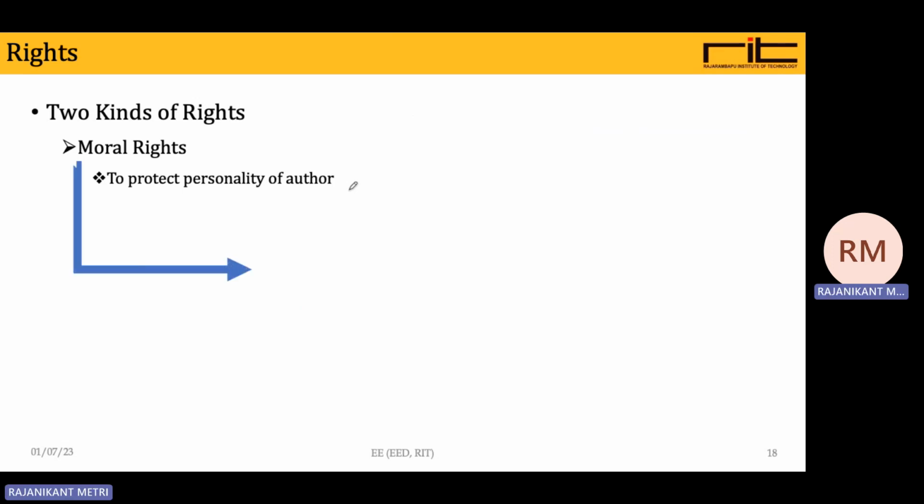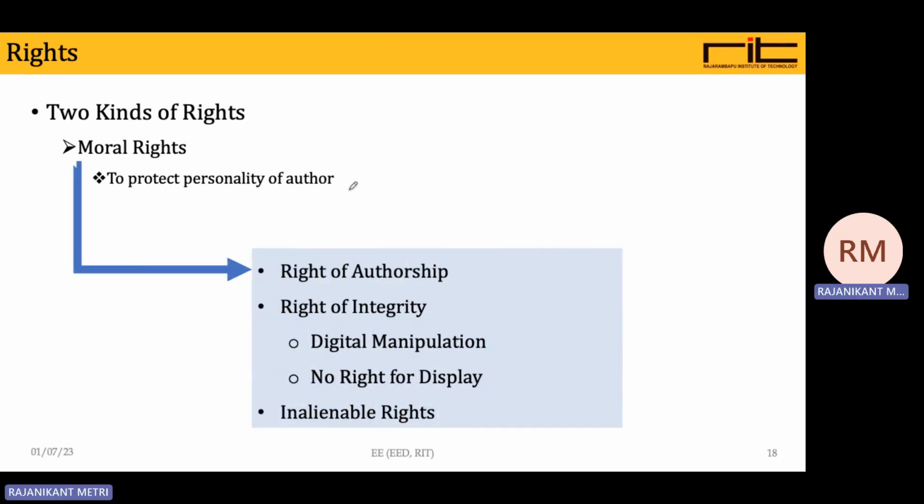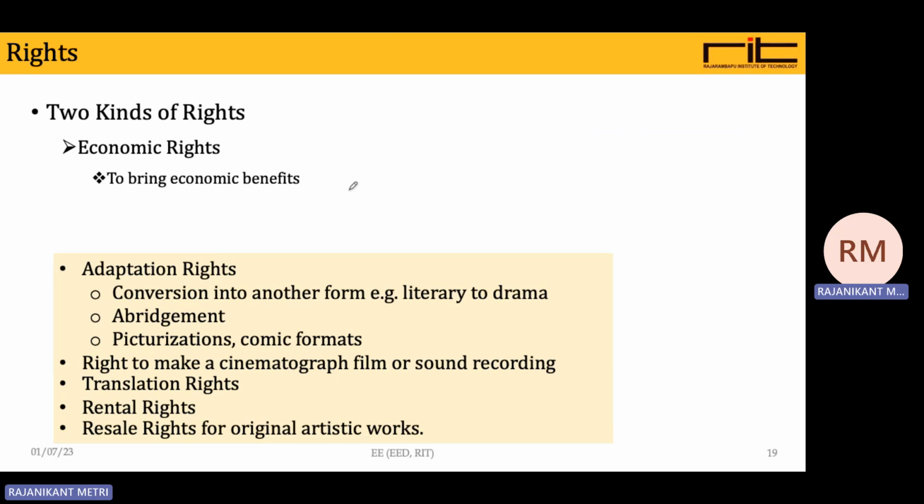In moral rights, it is the right of authorship, right of integrity, then digital manipulation or no rights for the display. These things come under right of integrity and inalienable rights. So moral right is dependent on the moral of the person. So right of authorship. So he should get the authorship right. Then one cannot do the digital manipulations or one cannot display it. So right of integrity is with him and inalienable rights.